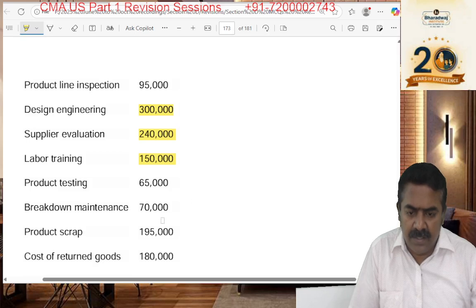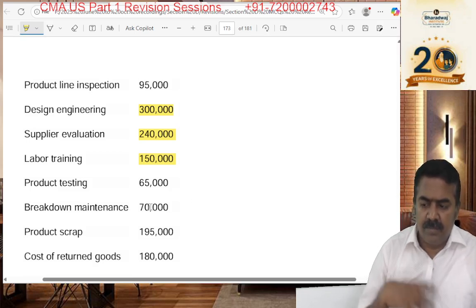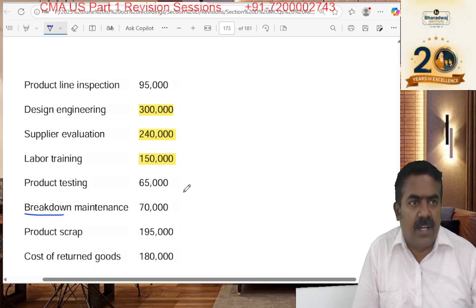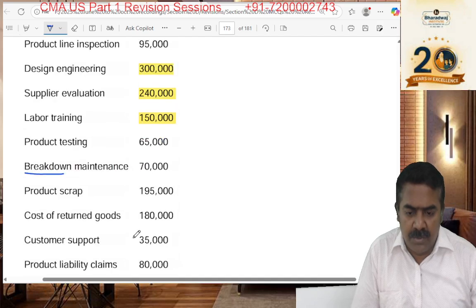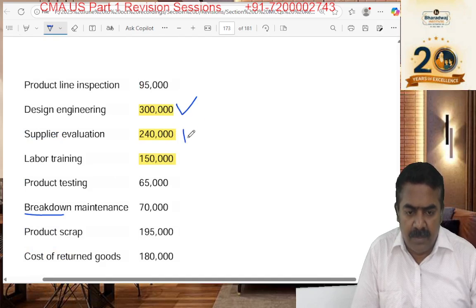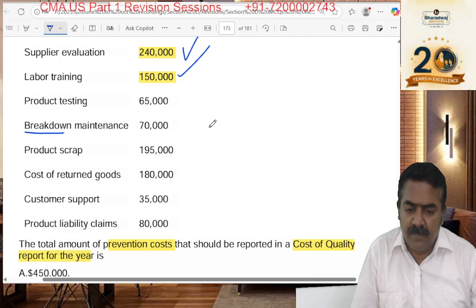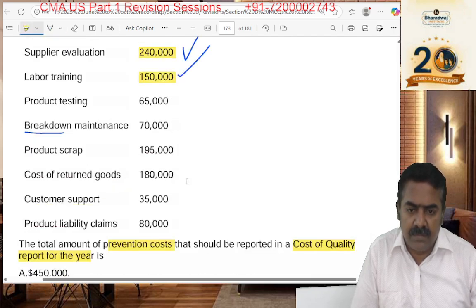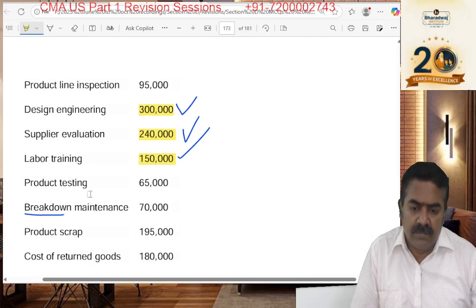Testing is an appraisal cost. Maintenance, breakdown maintenance. Breakdown maintenance is not preventive maintenance. Breakdown maintenance happens after the failure occurs. Product scrap, no. Cost of return of goods, support, liability claim, only these three. 3 lakh plus 2 lakh 40 plus 1 lakh 50. 6 lakhs 90,000. If it were preventive maintenance, then we would have included that.